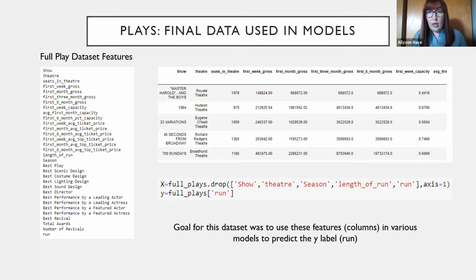The length of the run in weeks. As I mentioned, every single week it's in the data set is going to add to the length of its run. And then I also have each Tony Award that it was eligible for. So my X data, which is my features, has all of these minus the show name, the theater, the season, and the length of the run, because those are not good prediction columns. And then my Y label, what I'm predicting, I just called it run.